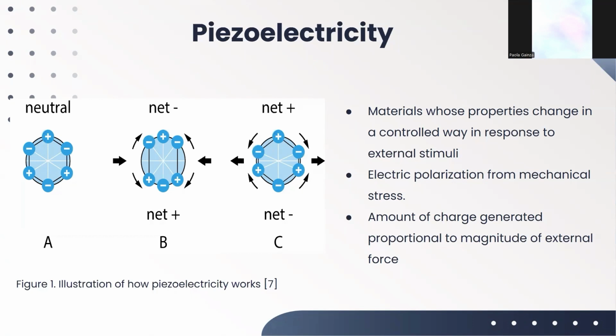In equilibrium, the charges of the unit cell are distributed in such a way that there is no net dipole moment. B, when compressed, a net dipole moment arises in a vertical direction. And C, when stretched, a net dipole moment arises in the horizontal direction.